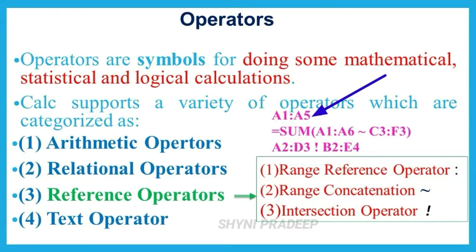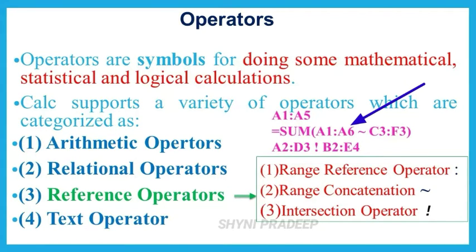The tilde symbol is used as the concatenation operator in OpenOffice Calc. Concatenation means joining together. For example, if you want to find the sum of values from A1 to A6 and C3 to F3, you have to write the formula is equal to sum, and within the parenthesis write A1 colon A6, next write the tilde symbol, and after that write C3 colon F3.